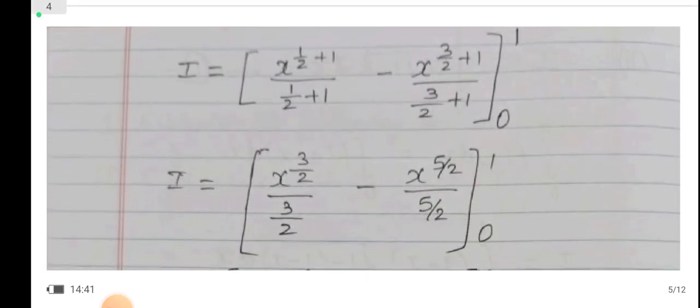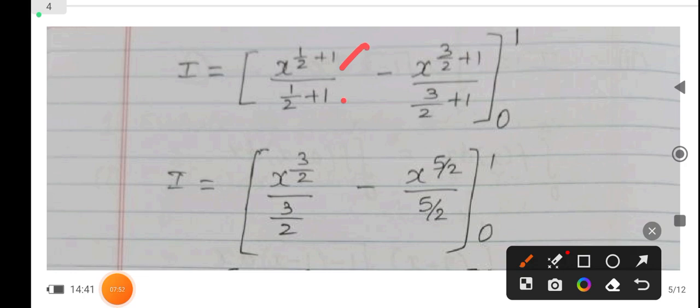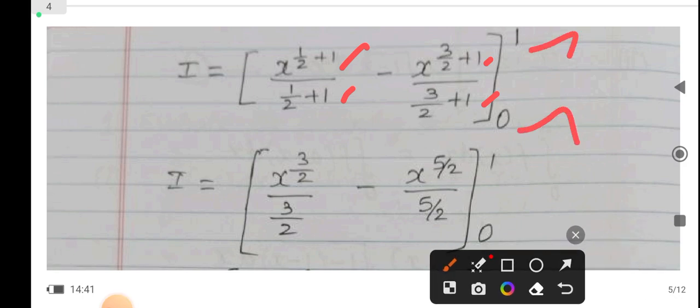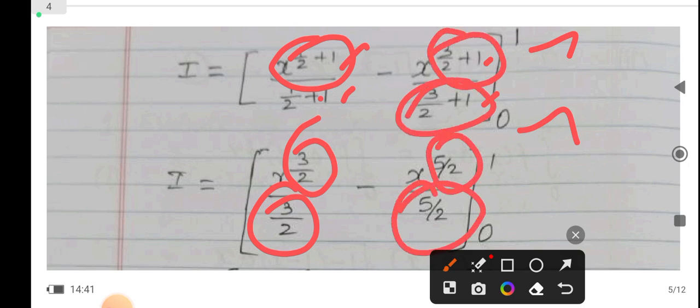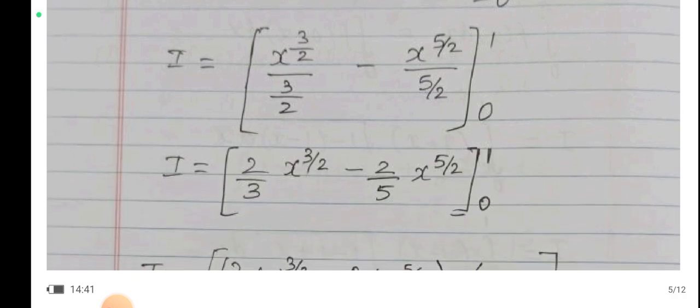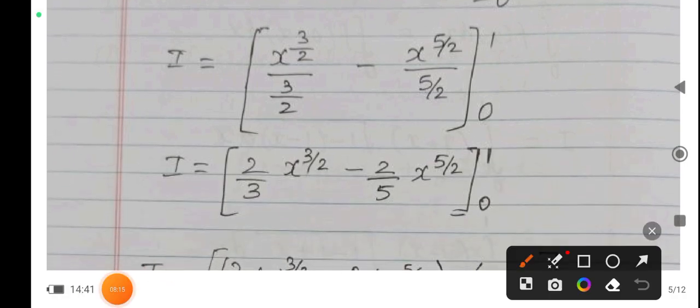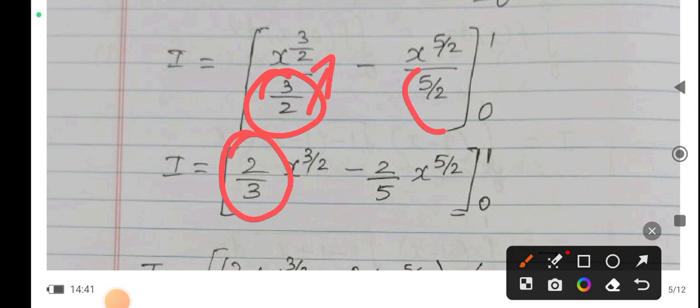So if you apply now, x power 1 by 2 plus 1 by 1 by 2 plus 1, minus x power 3 by 2 plus 1 by 3 by 2 plus 1, from 0 to 1. So 1 by 2 plus 1 we are getting 3 by 2, again 1 by 2 plus 1 is 3 by 2. 3 by 2 plus 1 we are getting 5 by 2, again 3 by 2 plus 1 is 5 by 2. Then this 3 by 2 comes this side as 2 by 3, again 5 by 2 comes this side as 2 by 5.